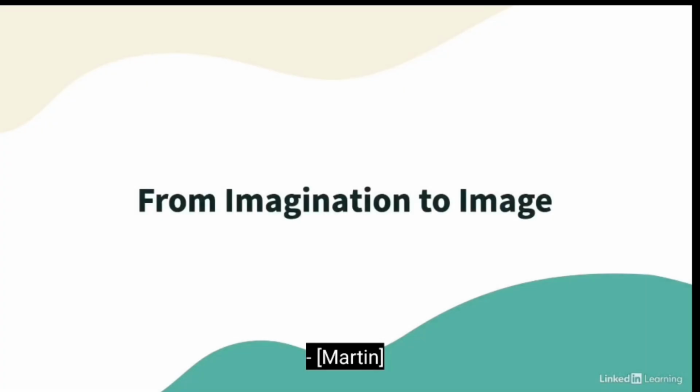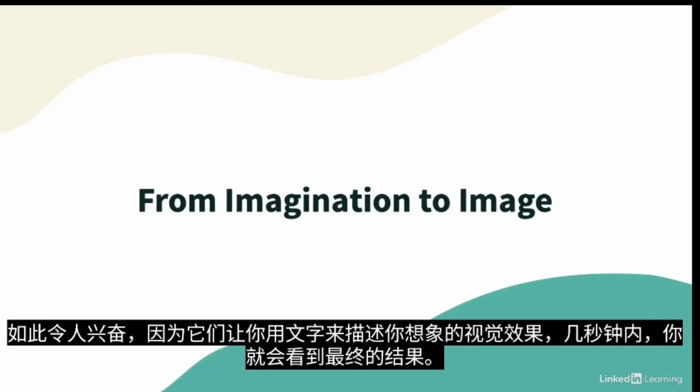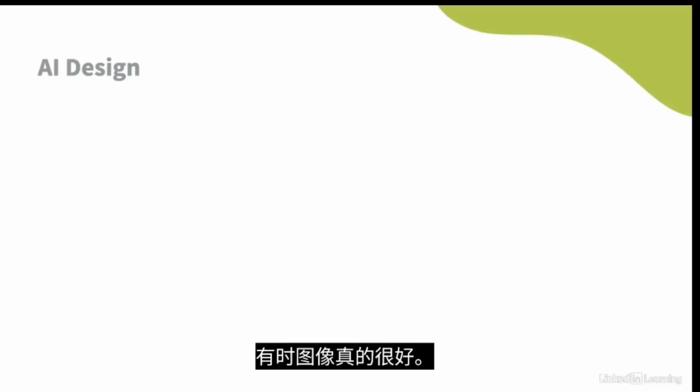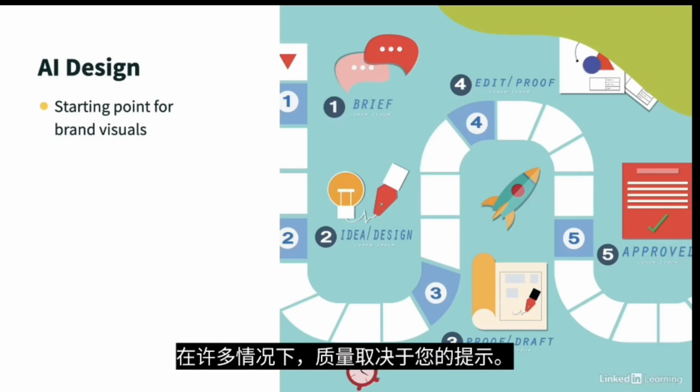I've always considered myself a writer first, and that's sometimes been a challenge in the digital world where visual storytelling and writing go hand in hand, which could explain why there's so much excitement about text-to-image apps. Because they let you use words to describe the visuals you imagine, and in seconds, you see a finished result. Sometimes the images are really good. Other times, they're just silly or weird. And in many cases, the quality depends on, you guessed it, your prompt.